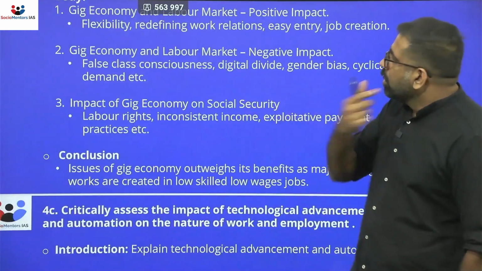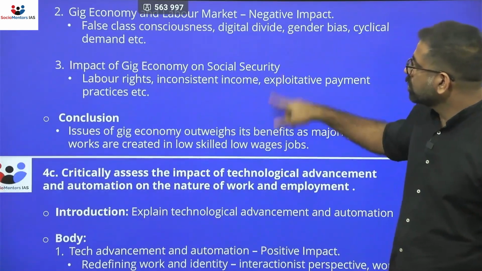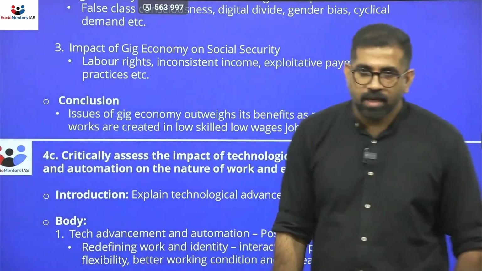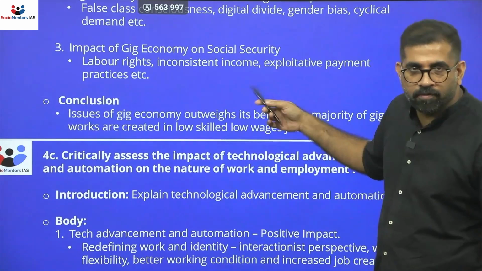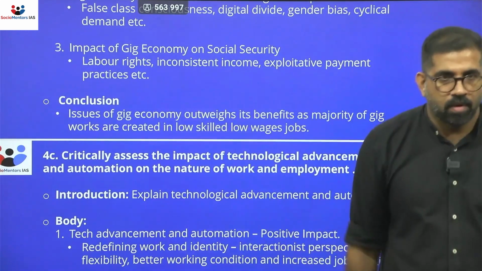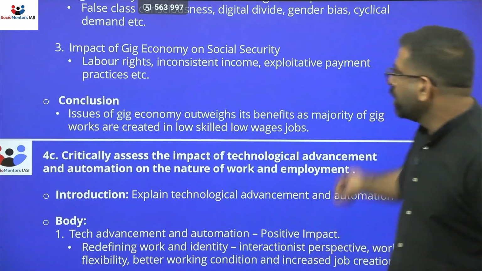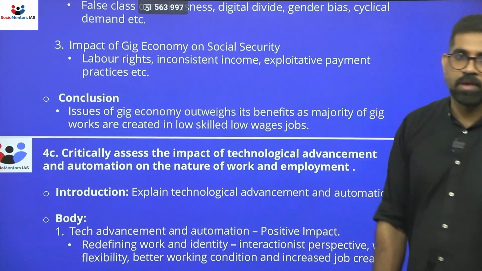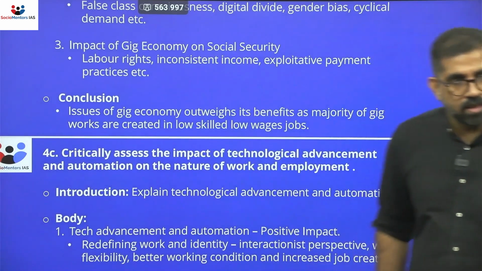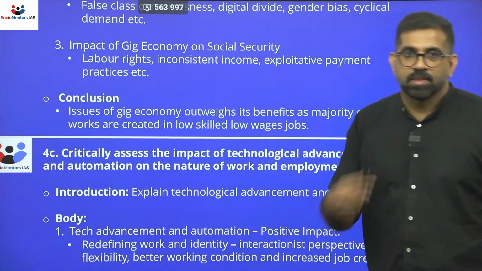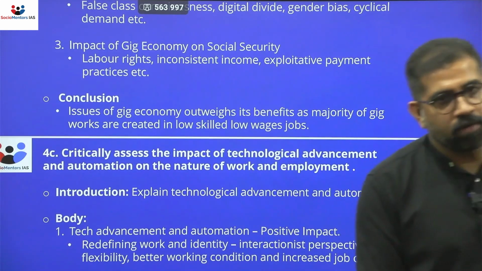All right. Now next is the impact of gig economy on social security. There you can mention the negative impacts related to labor rights, inconsistent income, exploitative payment patterns, etc. All right, clear? So this is how you need to address that answer. And finally, when you're concluding, you can say that the issues of gig economy outweigh the benefits of gig economy. As a result, measures need to be taken. So you can give suggestions. Here a futuristic, way-forward kind of conclusion can be written.